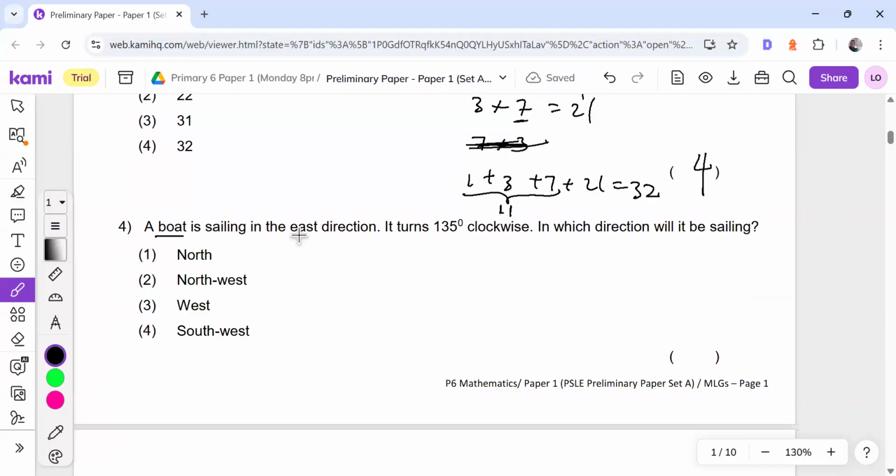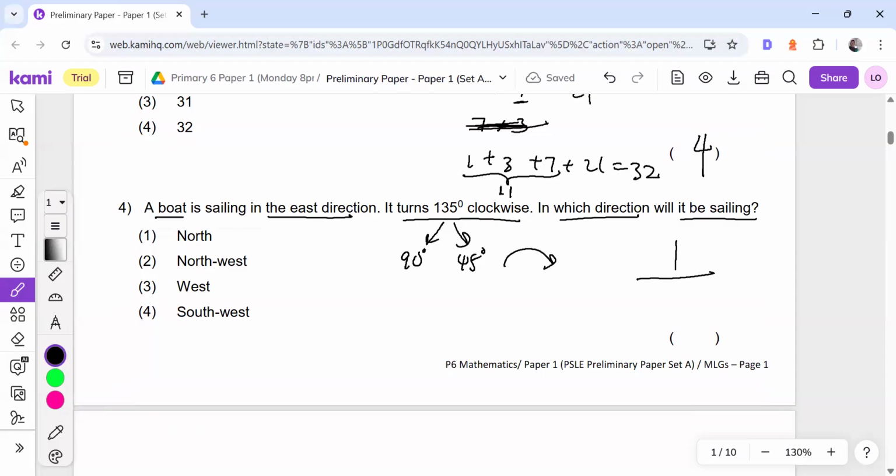Now, a boat is sailing in the east direction. If it turns 135 degrees clockwise, which direction will it be sailing? Now, you will need to break up the 135 degrees into smaller numbers. So 90 and 45. And clockwise is following the clock, how the clock moves. And you need to draw your compass, so don't do it mentally because then you will make careless mistakes. North, south, west, east, and then your diagonals, which are your northwest, and so on.